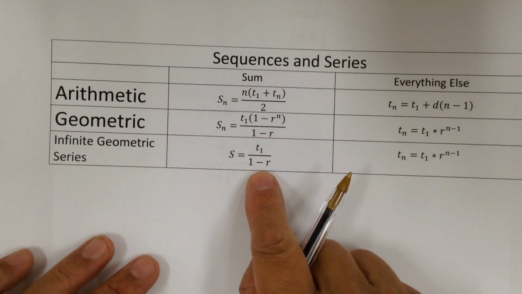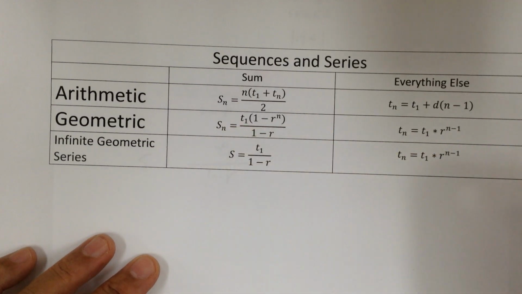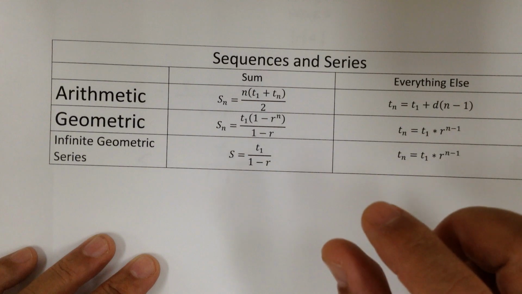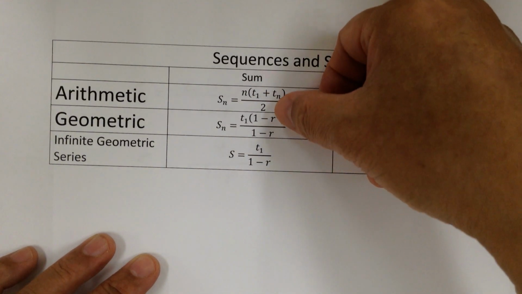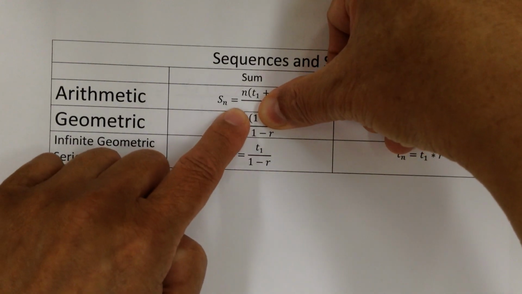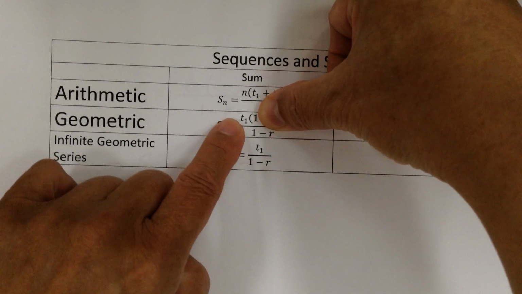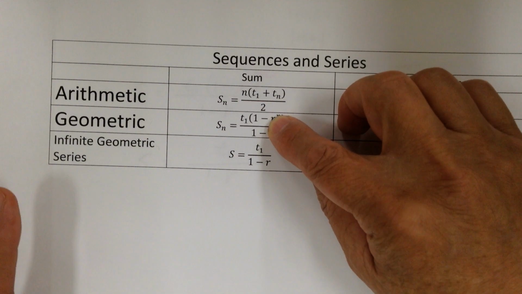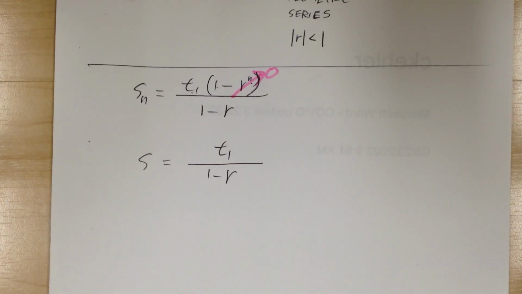See this formula? This came from here, and because in the infinite geometric series with the absolute value of r less than 1, when n becomes infinity, this will equal 0. And so this equation becomes this. So this came from here, with this part equal to 0. Okay, so now once we have the formula, we can go ahead and do some examples.